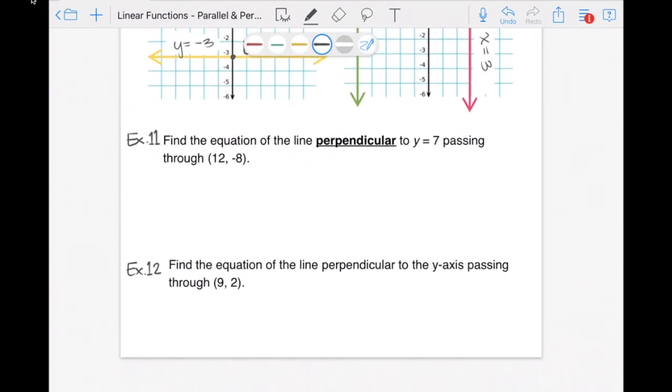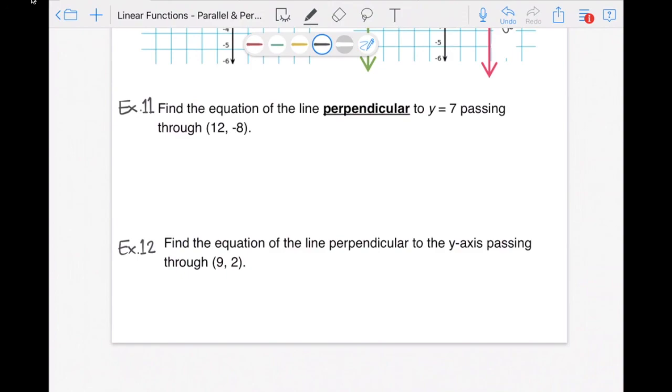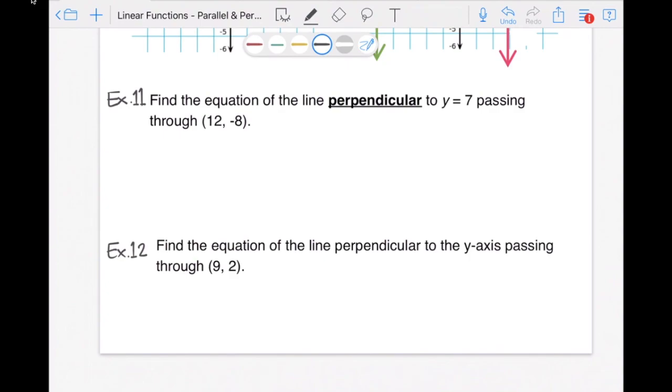Okay, so example 11, and then you guys can do example 12. It's one that sometimes trips students up, so I'm going to challenge you with that one. But we're going to find the equation of a line perpendicular to y equals 7 and passing through (12, -8). These can sometimes be confusing to students, but I want you to think about what this would look like. The equation y is equal to 7 might look something like this. If this is 7 right there on the y-axis, this would be y is equal to 7.